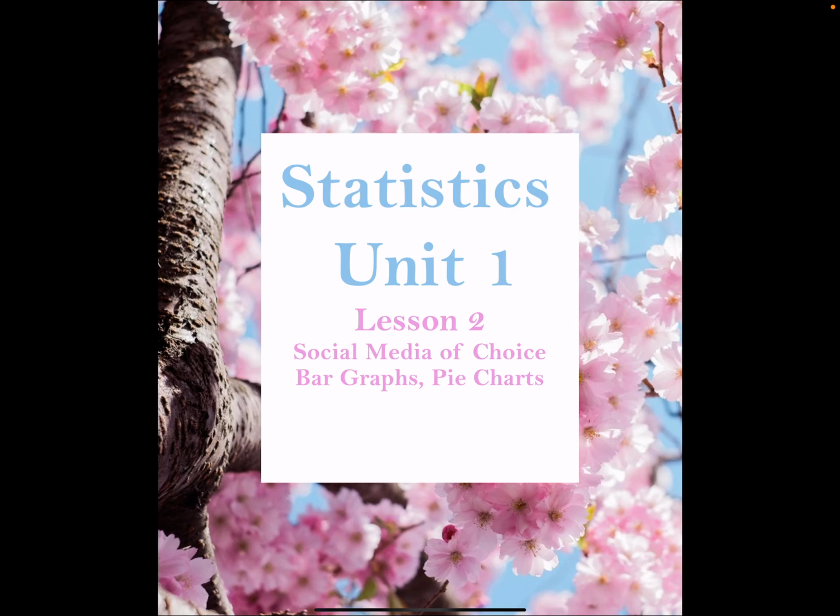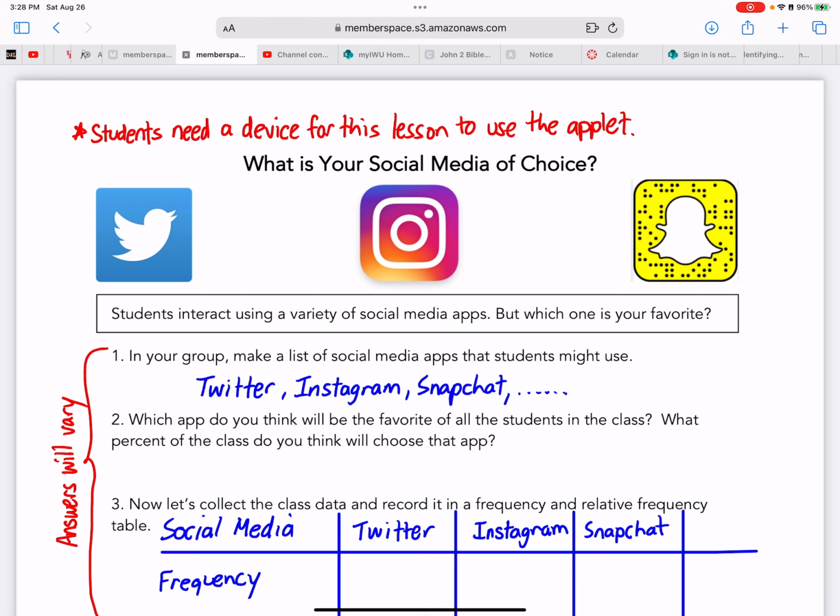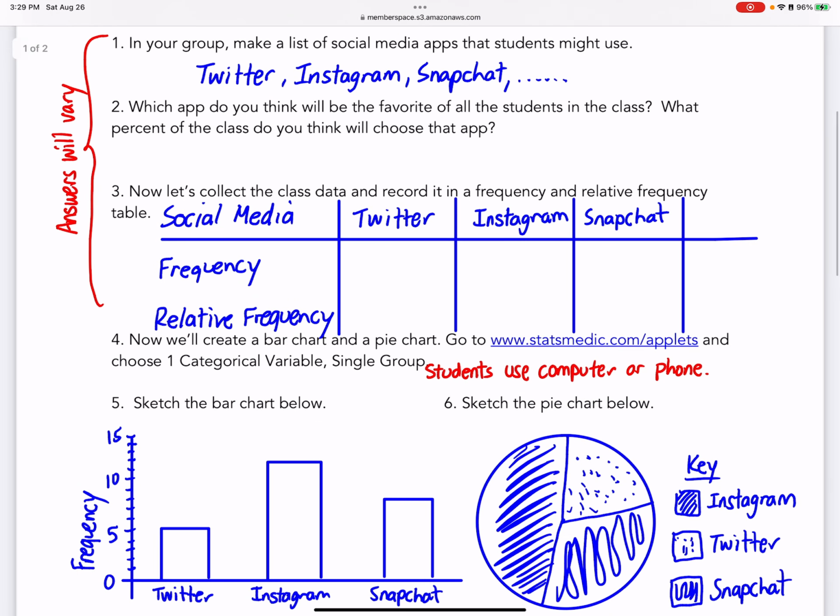Statistics, Unit 1, Lesson 2, Social Media of Choice is the activity that we're going to be doing, and we're going to be discussing bar graphs and pie charts. In class, I ask the students to make a list of all the social media apps that students might use. Then we ask the entire class to record the data and see how many people picked each one as their favorite.